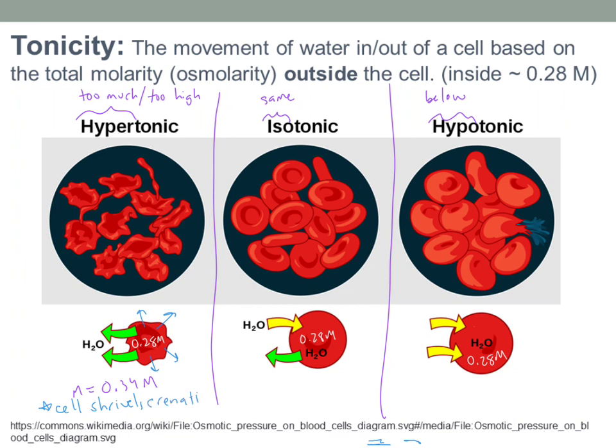Crenation is when the cells get wrinkly, and it can affect their functions if their shape changes too much. If it's isotonic, that means it's the same. Iso meaning the same, the same concentration. That means that the molarity outside the cell is the same as what's inside the cell, which is that 0.28 molar. And so that means that nothing occurs.